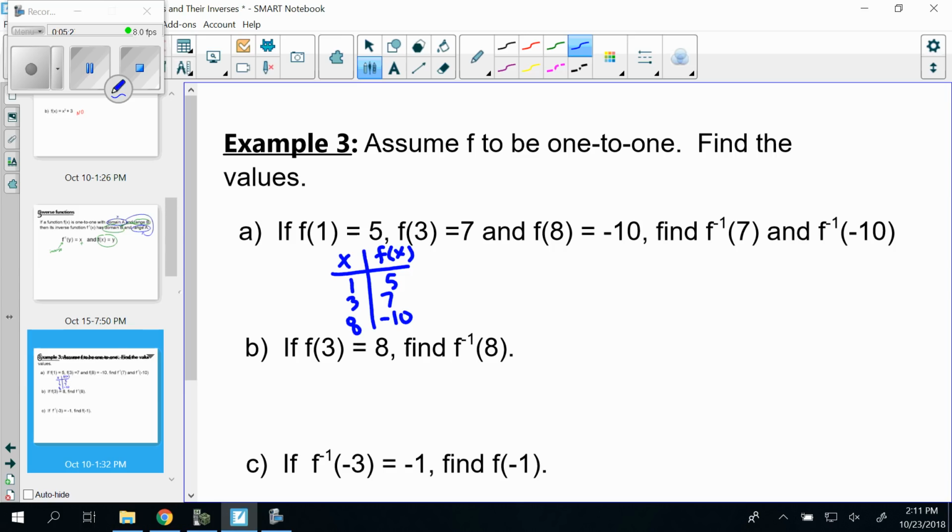Well, inverse flips it. So if we did the inverse at 7, that's our y value, or our f of x value. The x and y are going to switch. So if we plugged in 7, it should bring us back to the value we just had of 3. So we know the inverse function at 7 should equal 3. If we did the same thing here, the inverse function at negative 10 should bring us back to 8, as long as this is a one-to-one function.